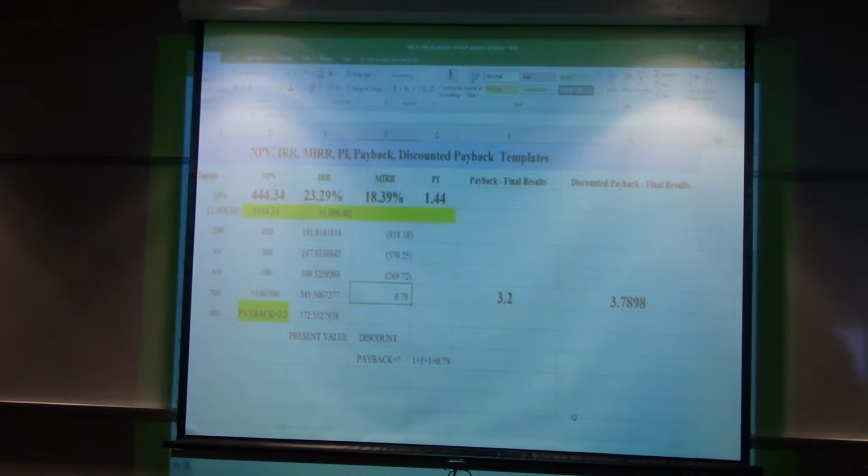So this is the approach we're using for this chapter. The template is quite convenient. Your input is only here.